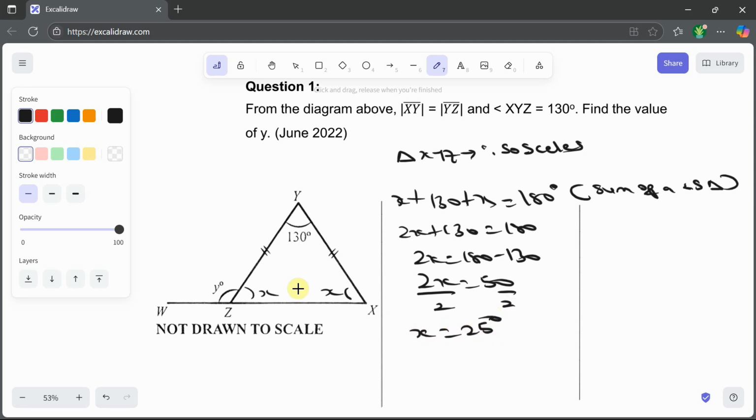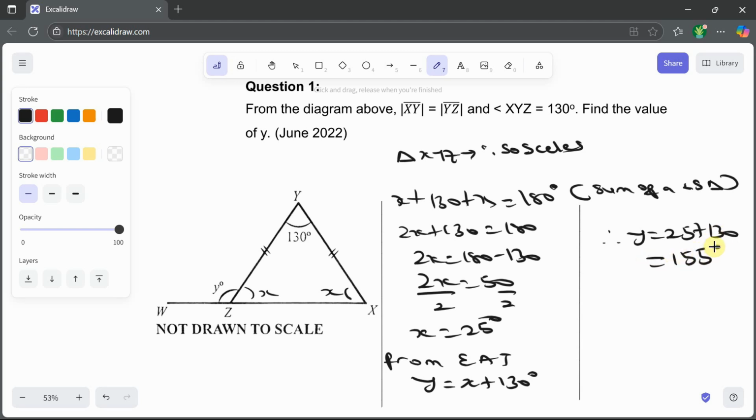But is it x we're trying to look for? No. We're trying to find y. So I could say x plus y should give me 180, or I could say x plus 130 should give me y because of the external angle theorem. Any one you choose is fine. I'll use the latter. So from the external angle theorem, y is equal to x plus 130 degrees. Therefore our y will be equal to 25 plus 130, which gives 155 degrees.